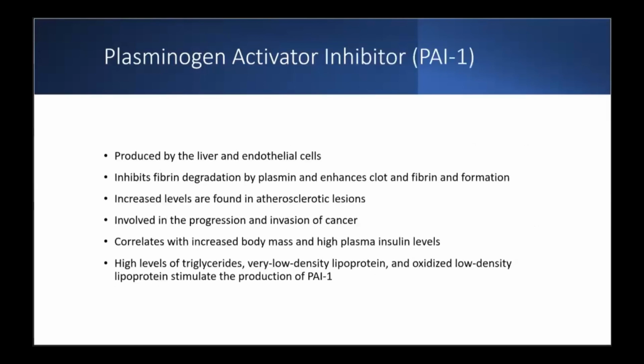It's involved in progression and invasion of cancer. Correlates with increased body mass, high plasma insulin levels. Insulin's dangerous. We don't want high insulin any more than we want high glucose. That's why even with insulin potentiated chemotherapy, it's like, man, you're giving people a lot of insulin. Insulin's not good to have in high levels. It's really disruptive to the body.